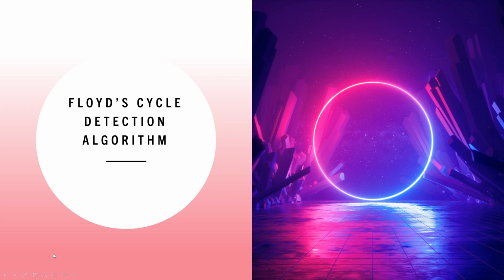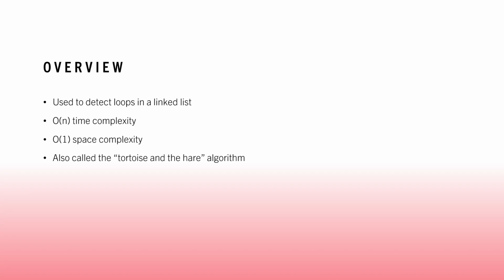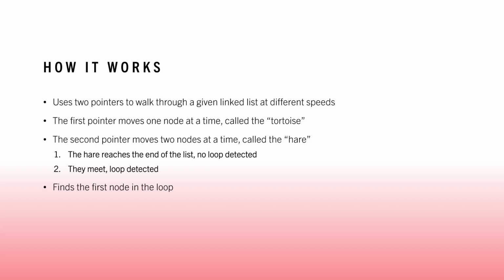This video is on Floyd's cycle detection algorithm. A brief overview: you use this to detect loops in linked lists. It has linear time complexity and constant space complexity. It's also known as the tortoise and hare algorithm, named after the fable of the same name.